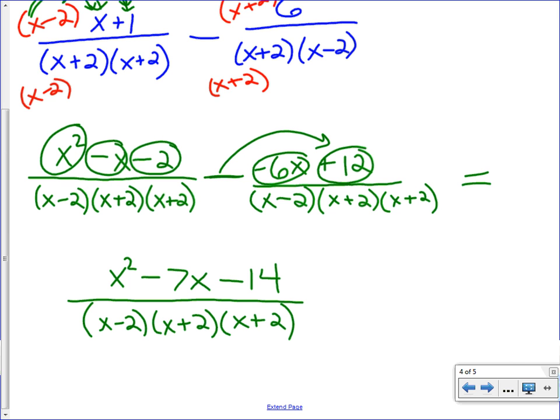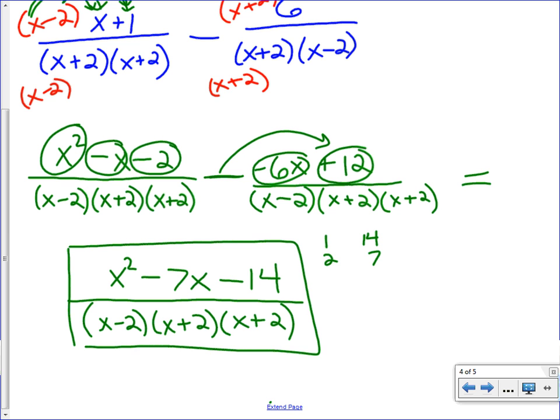And at the end, we have to check to see if we can reduce this fraction. So we're going to have to factor the numerator, if we can, find something that multiplies to make negative 14, that adds up to negative 7. So the only factors of negative 14 are 1 and 14, or 2 and 7. No matter where I place the negatives, neither one of those is going to add up to negative 7. So I can leave my answer like this. This is as simple as it gets.